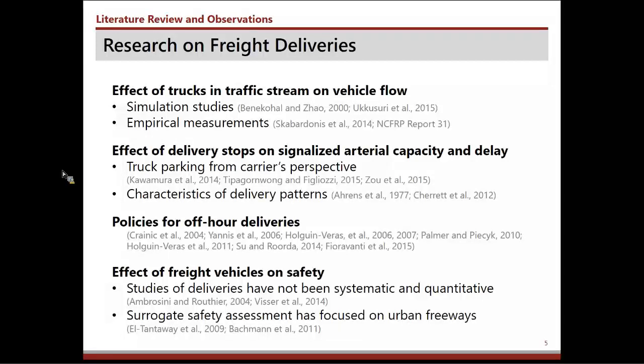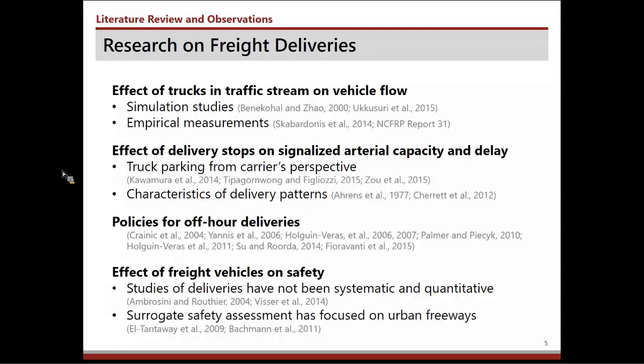There have also been some studies of the effect of freight vehicles on safety. But a lot of these have looked at these things as case study analysis, looking at particular locations or trying to quantify the issue in aggregate. There's not been a lot of quantitative systematic evaluation of how the freight vehicles stopping on a street affects the traffic patterns and the details of where that freight delivery is made along a block and what that implies about vehicle-to-vehicle interactions.